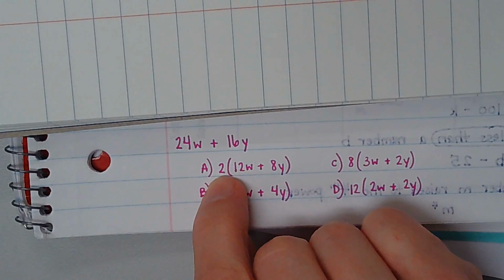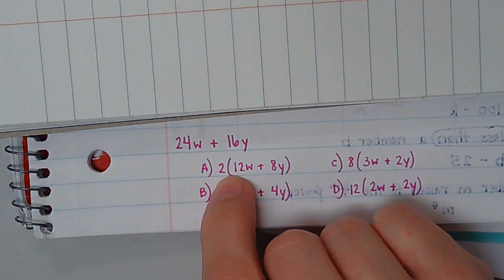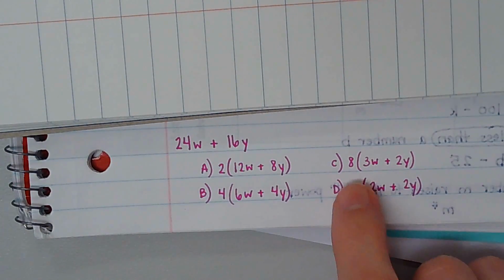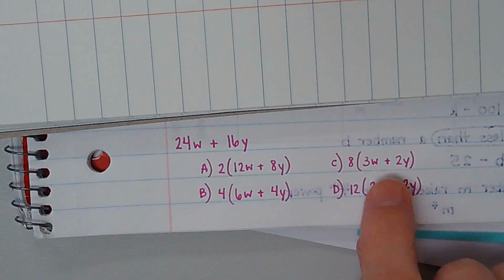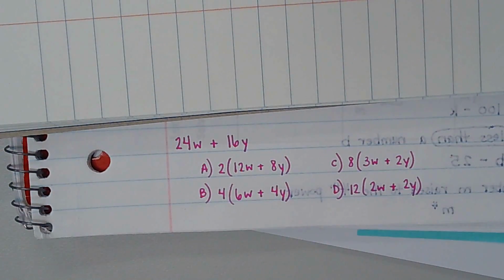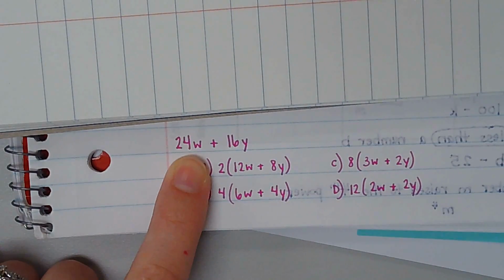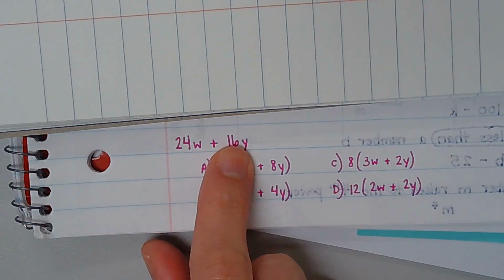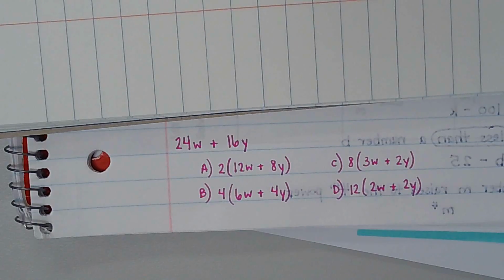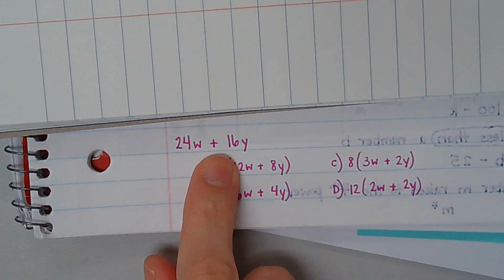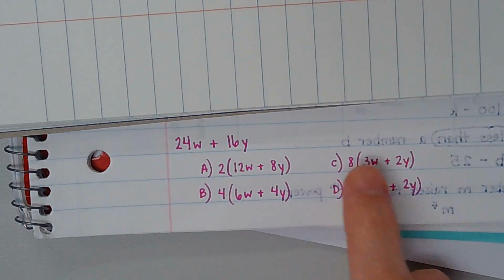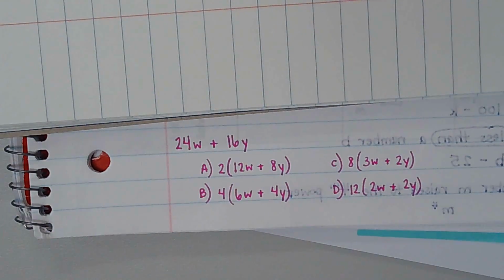So, for example, what I mean is 2 times 12W is 24W. 2 times 8Y is 16Y. 4 times 6W is 24W. 4 times 4y is 16y. 8 times 3, 24w. 8 times 2y, 16y. So A, B, and C all give you the exact same thing, which is what they're looking for. But remember, you have to find the GCF. So in other words, you need to figure out what is my GCF of 24 and 16, and that's the number that has to go on the outside. So if you took the time to actually figure out the GCF of 24 and 16, you would know that 8 is the GCF, so 8 is the one that has to go on the outside, so C has to be the right answer. So be careful with those, okay?